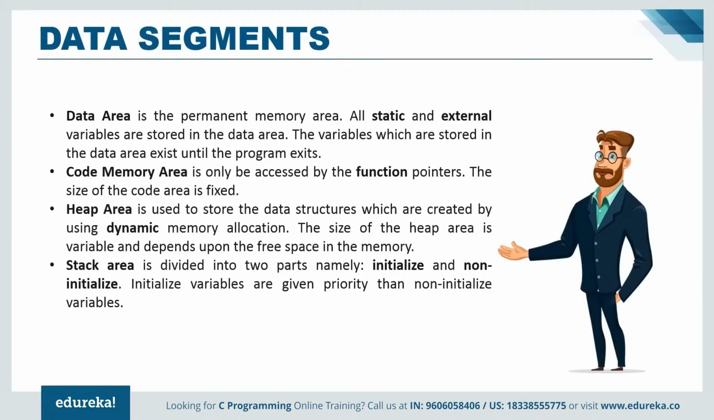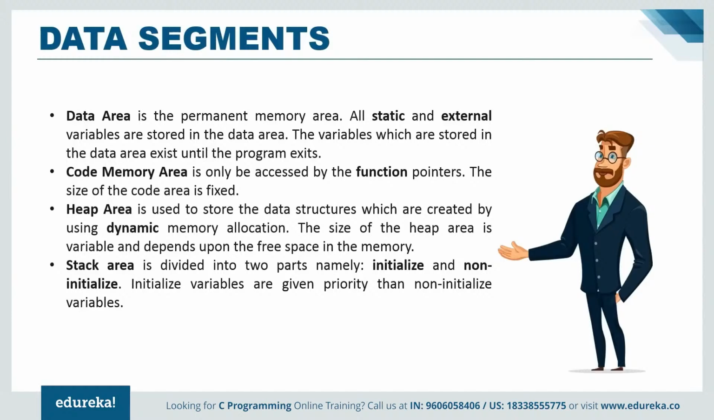Firstly, data area. Data area is a permanent memory area. All static and external variables are stored in this data area. All variables which are stored in data area exist until the program exits. Followed by that, we have code memory area. Code memory area is the only area which can be accessed by function pointers. The size of code area is completely fixed.